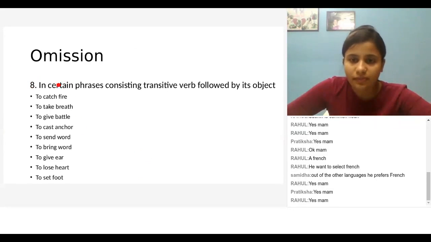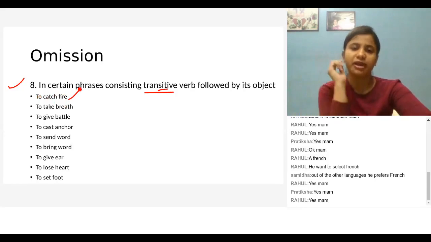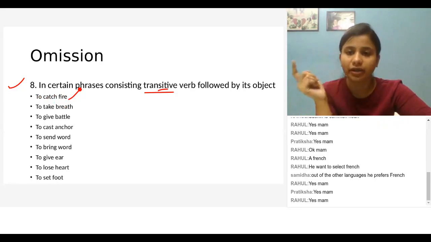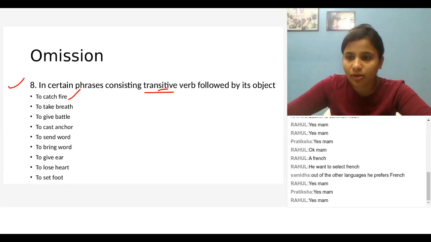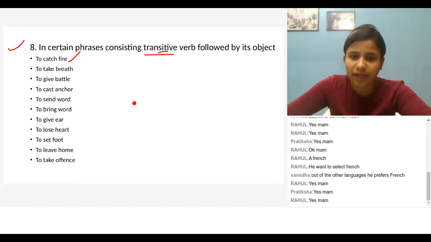Again, now transitive verbs, we will study what these are when we study verbs. But you have to remember these phrases. You don't change these phrases. To catch fire means what? If a house is on fire, we will say the house caught fire. We never say a fire or the fire. So these phrases you will have to remember, or at least read. You don't have to learn them, just read them.